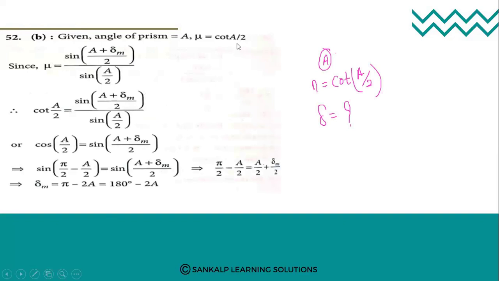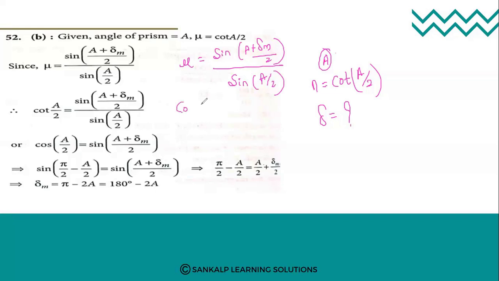See here. As we know, according to the prism formula, the refractive index is equal to sine of (A plus delta m) by 2, this whole divided by sine of A by 2. The refractive index in the question is specified as cot of A by 2, which is equal to sine of (A plus delta m) by 2, where delta m is the angle of minimum deviation, divided by sine of A by 2.